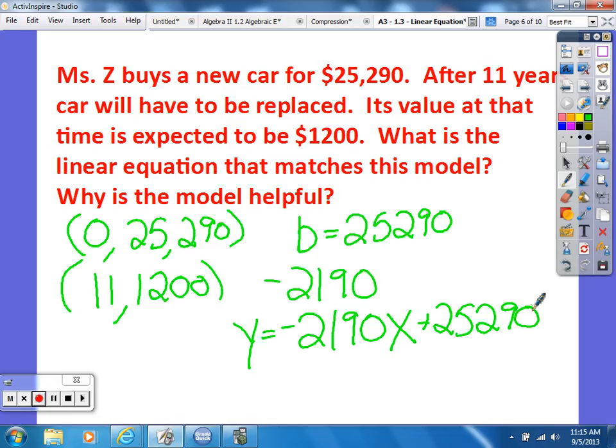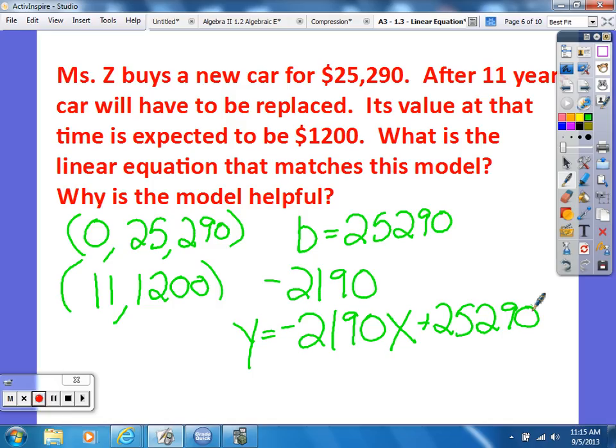I'm just wondering, what does this -2,190 mean? It is my slope, but what does it mean in real life here? How much my car depreciates every year. So after the first year, I lose $2,190. After the second year, I lose it again.